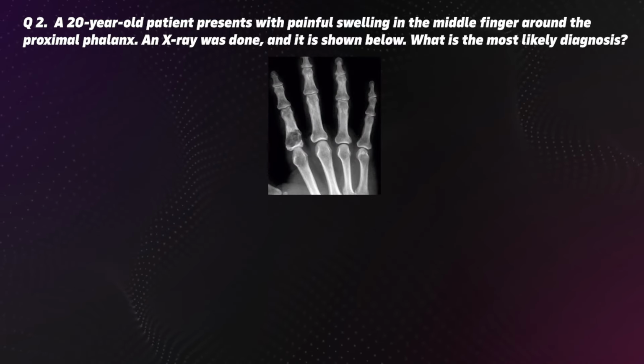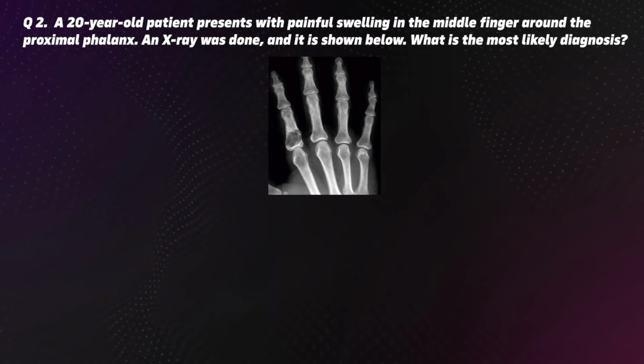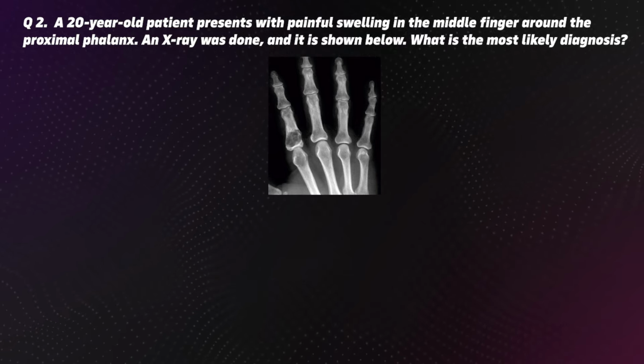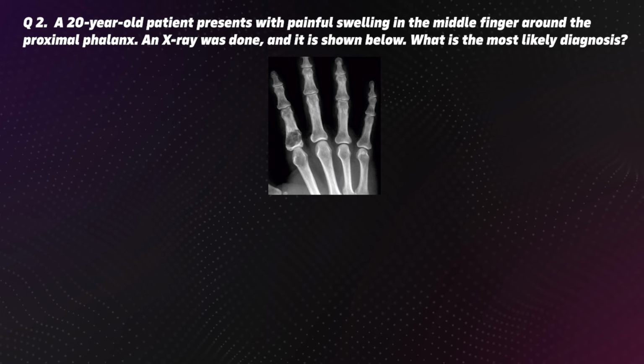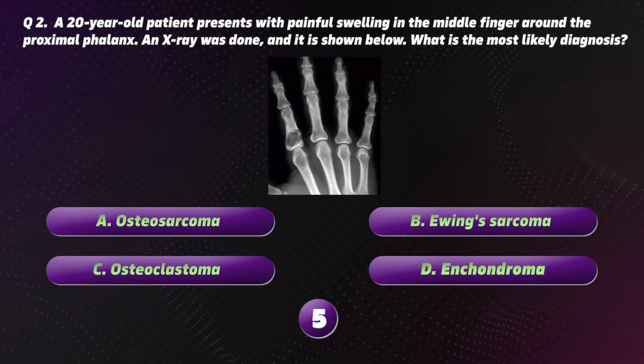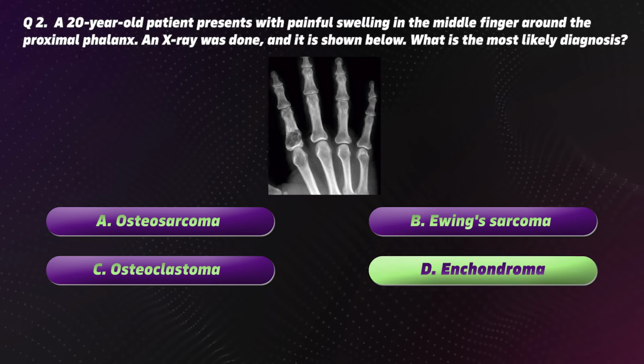Question 2. A 20-year-old patient presents with painful swelling in the middle finger around the proximal phalanx. An X-ray was done, and it is shown below. What is the most likely diagnosis? Here are the options. A. Osteosarcoma. B. Ewing's sarcoma. C. Osteoclastoma. D. Enchondroma. And the correct answer is D.